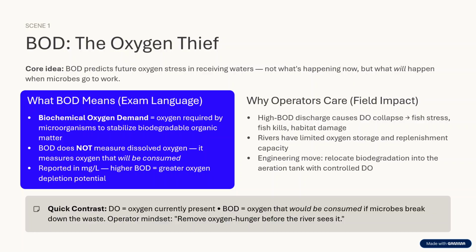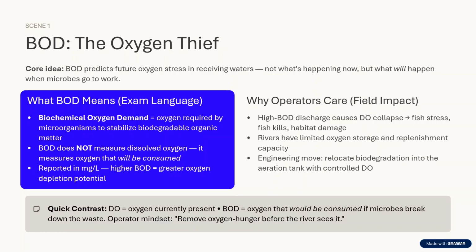If a question says, which parameter measures the oxygen required by microorganisms to stabilize organic matter? Answer, BOD. If it says, which parameter indicates biodegradable organic strength? Answer, BOD. If it says, which parameter is associated with oxygen depletion in receiving waters? Answer, BOD. If it says, which parameter indicates the amount of biodegradable organic matter in wastewater? Answer: BOD. Notice the pattern: biodegradable, organic, oxygen required, strength of wastewater.